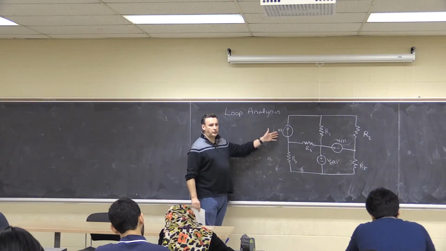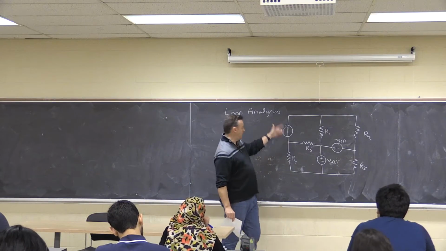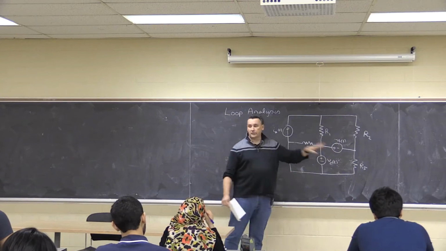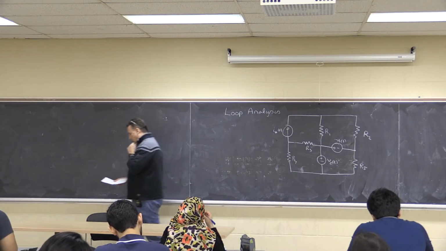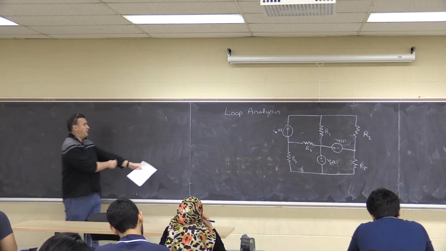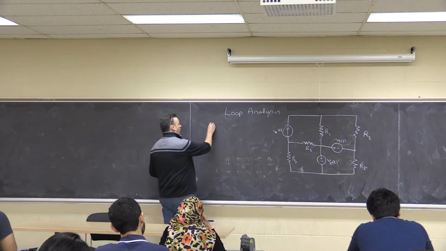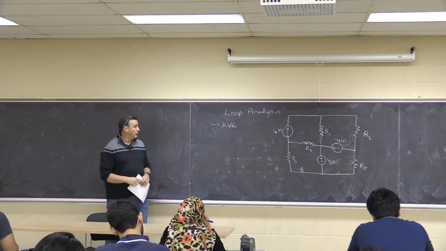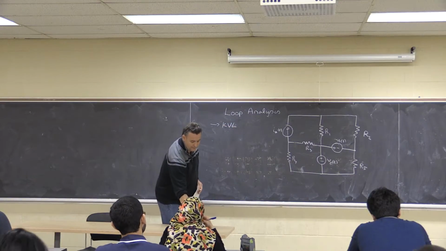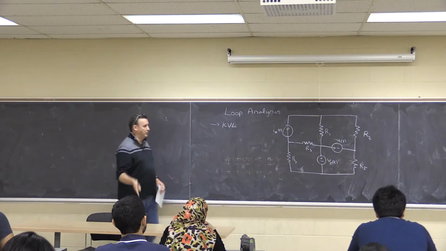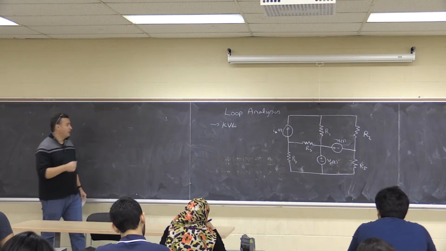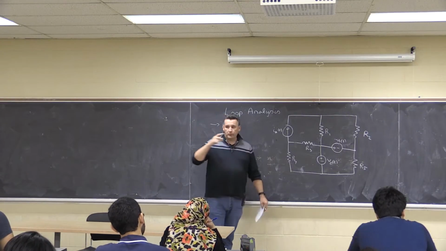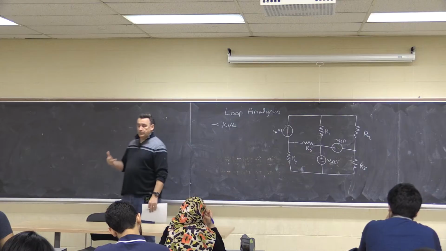So an independent current source, we know is always going to deliver the same current. These are always going to deliver the same voltages, and we've got a bunch of resistors and some current flowing around that circuit. So loop analysis is really what we call KVL, Kirchhoff's voltage law. Remember what that said? The sum of the voltages around a loop, any closed loop, equals 0.